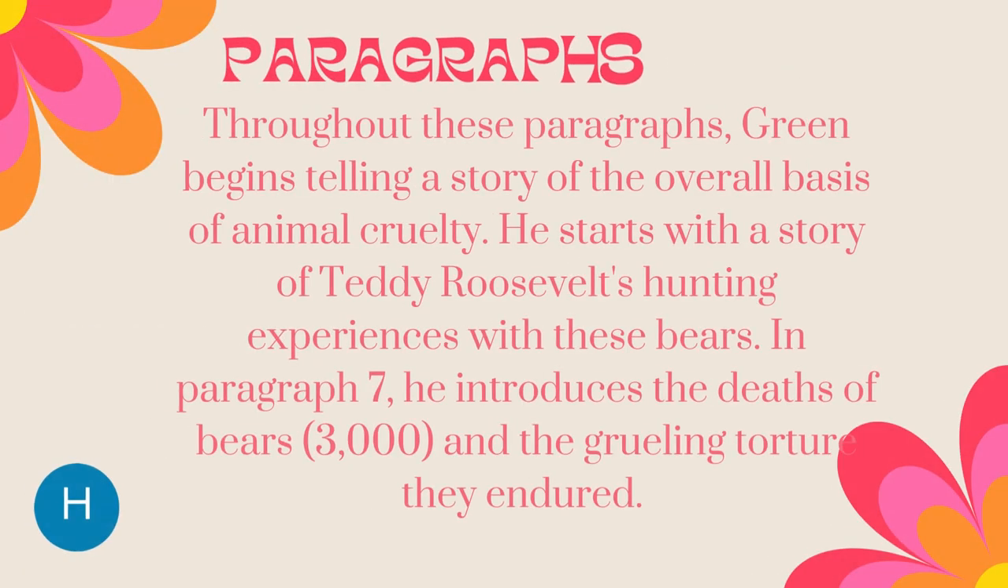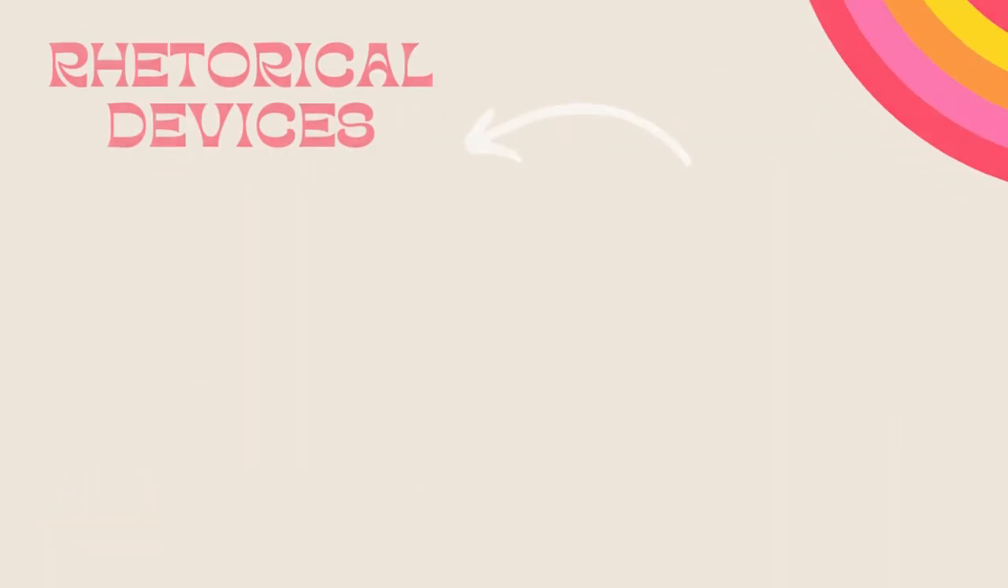Okay, so paragraphs 6 through 10 kind of have the same moral story around them. Same thing with animal cruelty, except he does introduce the deaths of these bears, which is actually 3,000. So that was a little bit of a surprising factor. But that does come into play in the last few paragraphs when he's talking about the extinction of these bears. It's going to relate back to that.